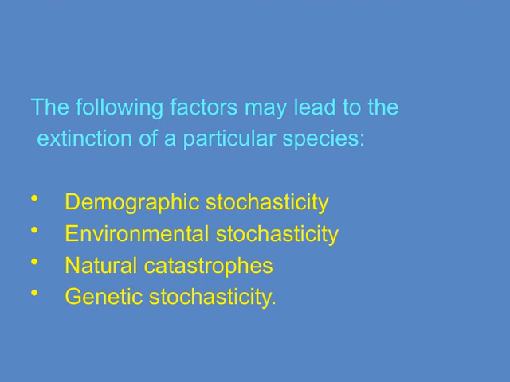Next is environmental stochasticity, meaning the unpredictable changes in the environment, like droughts, floods, or temperature shifts, that can threaten a species' survival. Then, we have natural catastrophes, such as earthquakes, wildfires, or hurricanes, which can wipe out entire populations suddenly and dramatically. Lastly, genetic stochasticity involves random changes in the genetic makeup of a population, which can lead to reduced genetic diversity and increased vulnerability to diseases or environmental changes. All these factors tie back to the overall theme of how fragile species are and the importance of understanding these risks to help protect them.